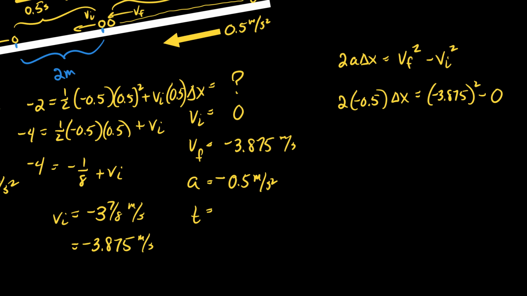That's it, right? 2 times 0.5 is just -1, so I just need the square of 3.875. 3.875 squared, 15. Delta x equals 15 meters. It's actually -15 meters because of the negative sign here. That just means that it's 15 meters up the ramp from the first scene.